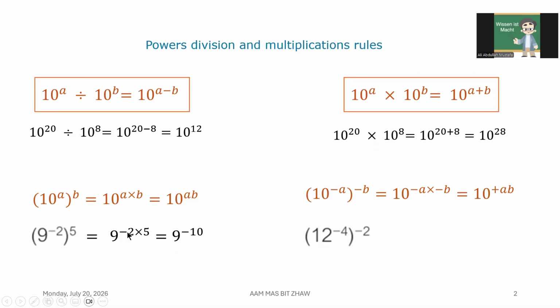But also we have here minus 2 and we have here plus 5. As you know, when there is no sign, that means it is a positive sign. So that means 9 to the power 2 times 5 is 10, but minus times plus is minus. So it is 9 to the power minus 10. When you have something like this, we have minus 12 to the power minus 4, enclosed by brackets to the power minus 2. This will be equal to 12 to the power minus 4 times minus 2. Minus times minus is plus, and 4 times 2 is 8. So it is 12 to the power 8.